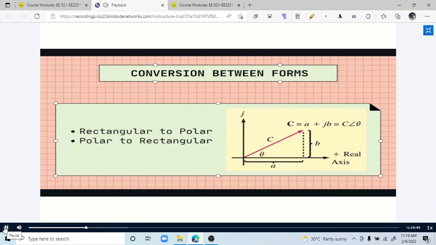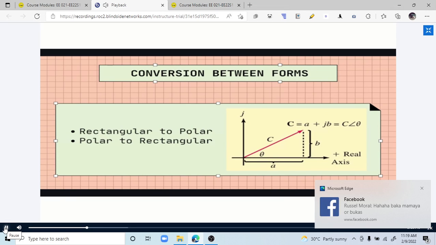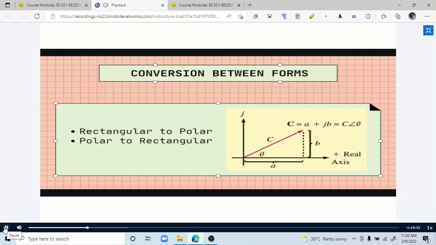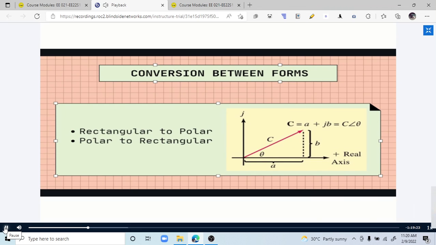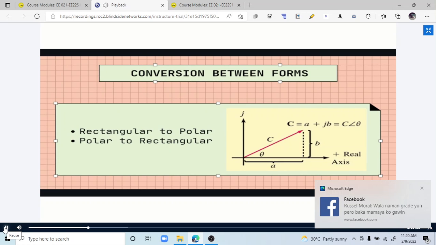So what can you observe on the graph? By combining the geometric interpretation of polar and rectangular, what can you make? A right triangle. Very good, Russell. So we have a right triangle here. By simply seeing this kind of graph, we can say that it forms a right triangle. And on a right triangle, what does it involve?